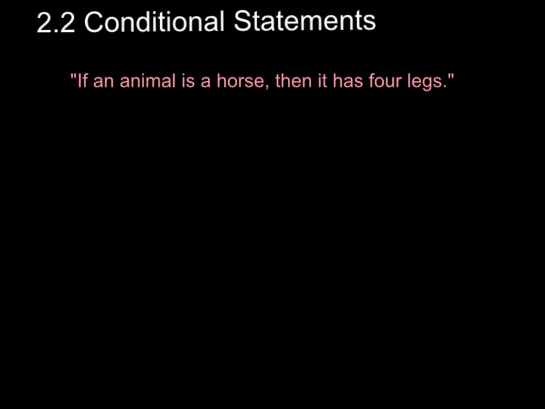I will tell you that this lesson is going to seem like an English lesson. We're going to talk about conditional statements. The first thing I want you to write down is this. If an animal is a horse, then it has 4 legs.